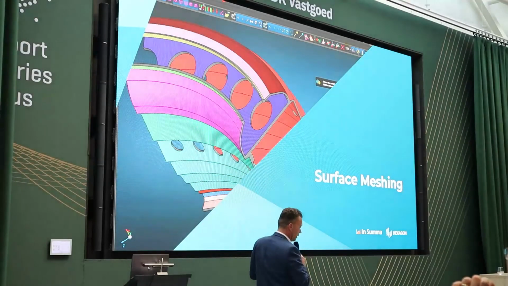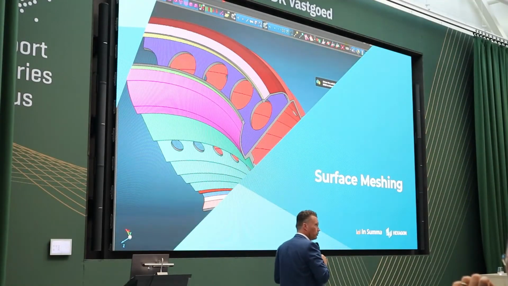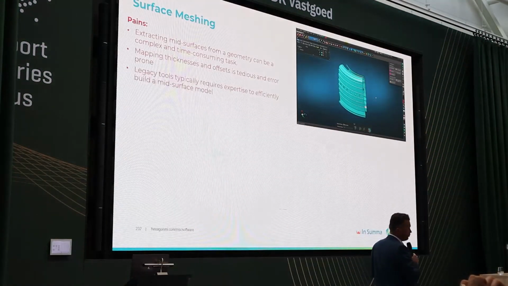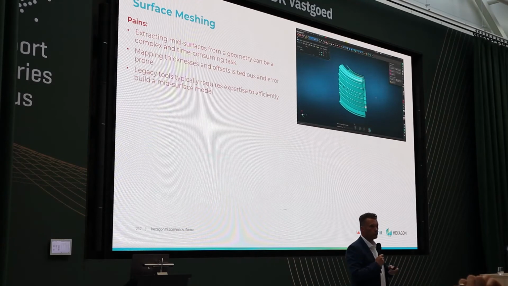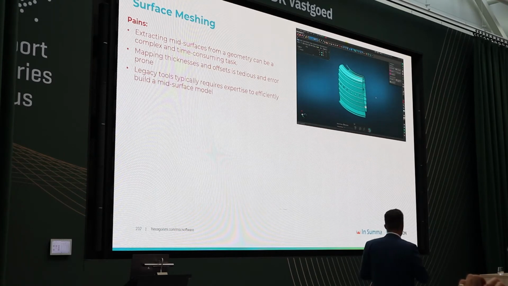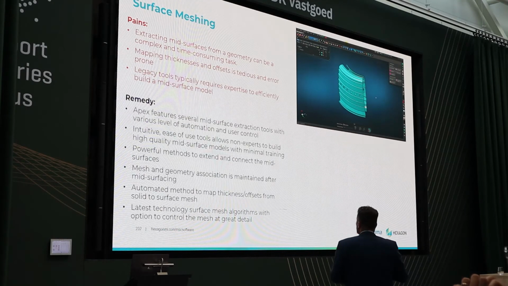Surface meshing: I know a lot of our customers still do 2D meshing. There are several very powerful tools, about 5 or 6 tools, to do mid-surfacing. It's totally linked to your geometry, so when you have a mid-surface, you can map your thickness of the solid onto your 2D mesh, and it's there instantly.